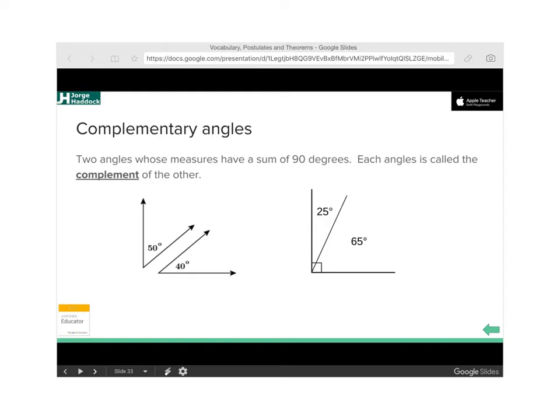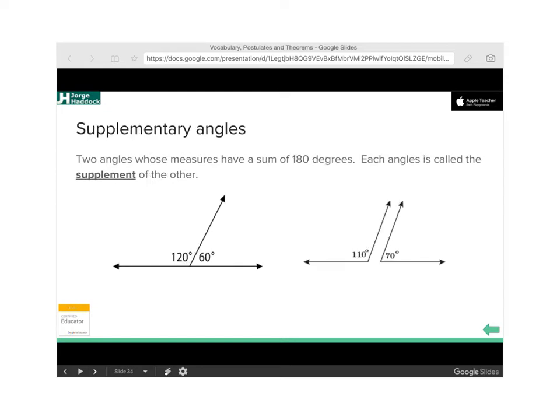And the last one for now is the supplementary angles, very similar to the complementary angles, because in this case the sum is 180. So for example, 120 and 60. As you can see, these are adjacent angles. They are also called a linear pair. Why? Because when they are together, the sides that are not common form a line, opposite rays. And 110 and 70 are also supplementary angles.